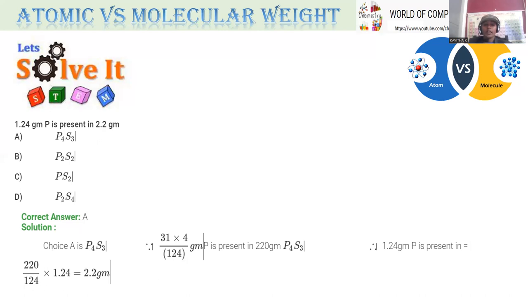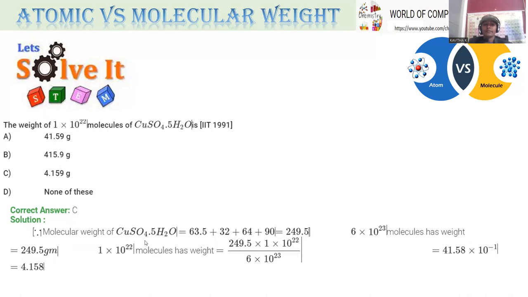So here 1.24 and 124 will be there. These two get exactly cancelled. Here 0.1 will be left over. 220 into 0.1 will become 2.2 grams. So for option number one, it is satisfied. That's why for this question, option number one is the correct answer.